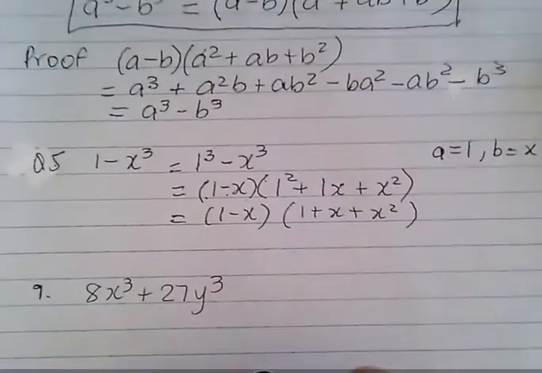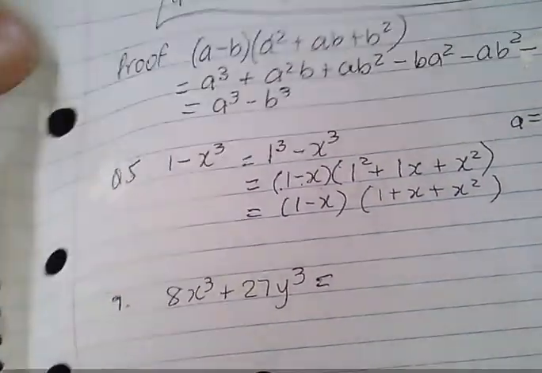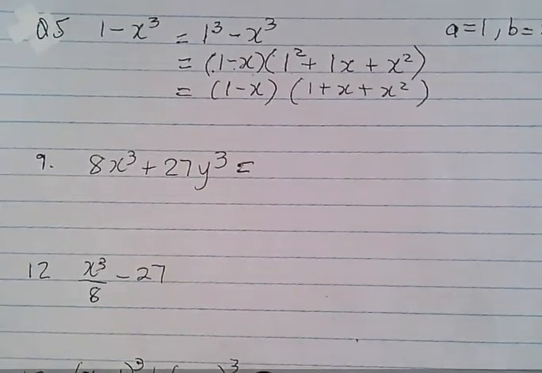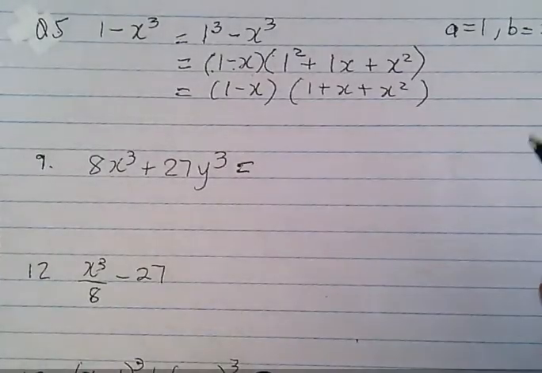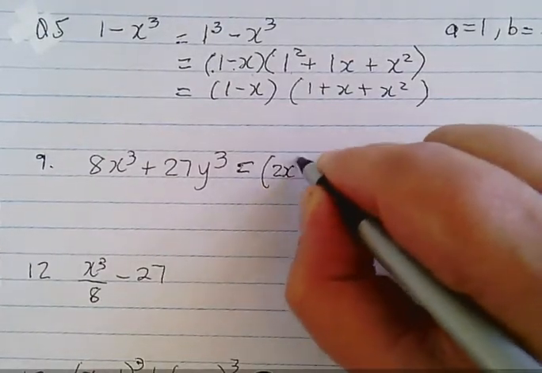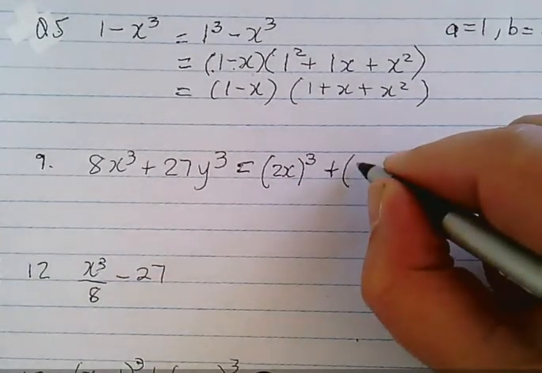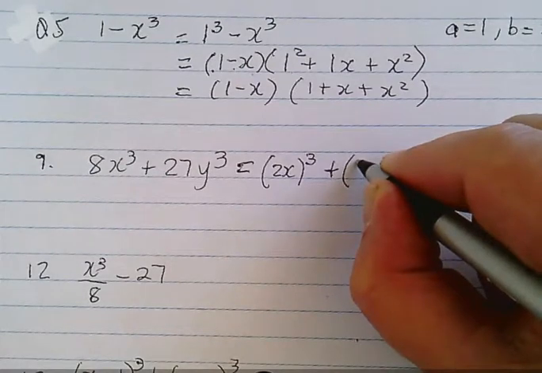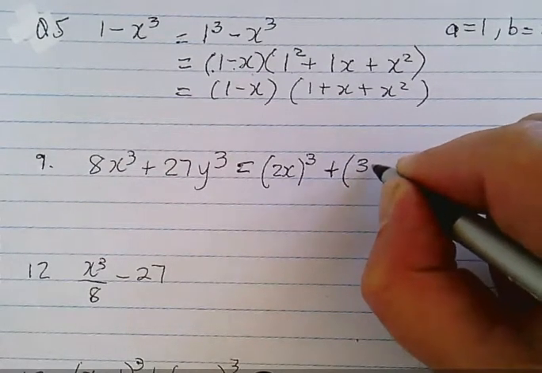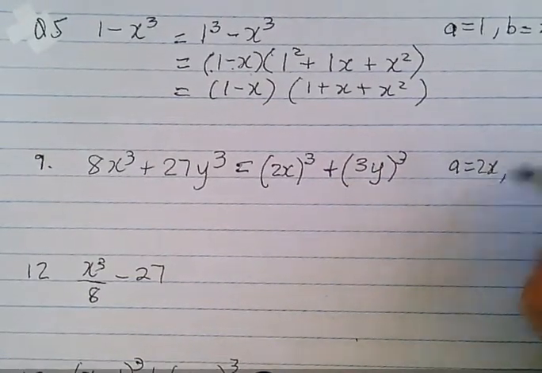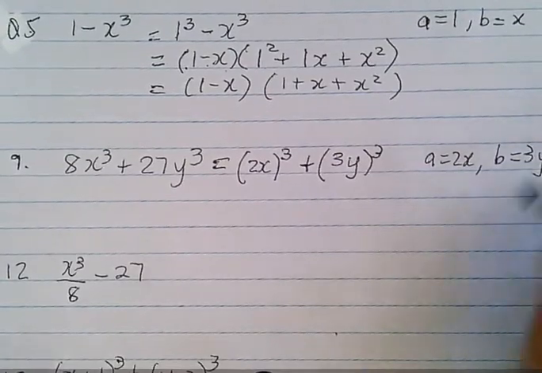Okay, with the next one, please write it in the format of a cubed plus b cubed. What have you got? What's a? So it's 2x cubed plus, this time, what's 27? 3 cubed is 27, so 3y cubed. So in this one, your a is 2x and your b is 3y.